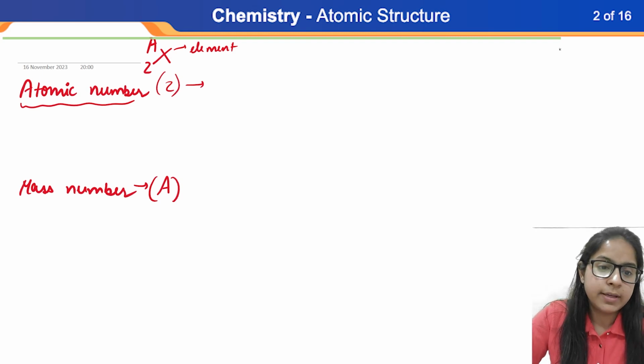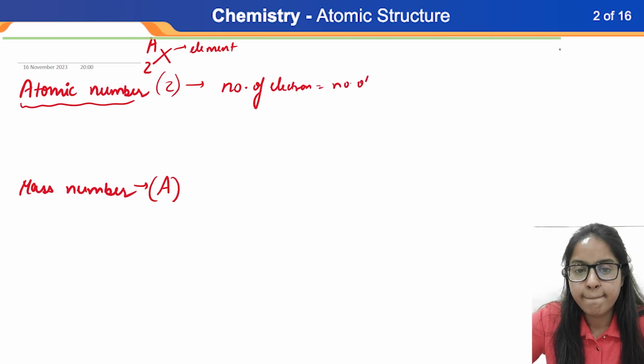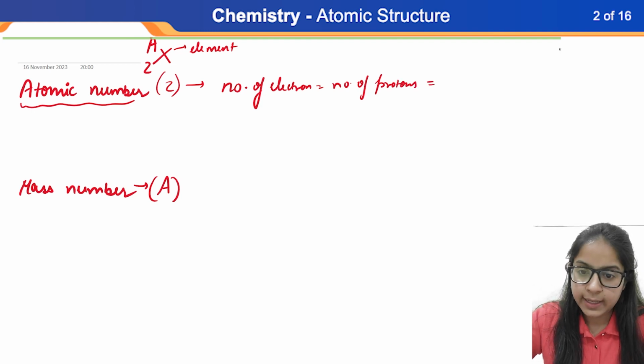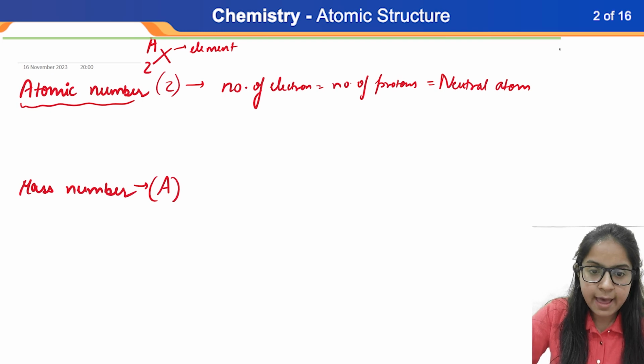Now what is the atomic number and what is it going to tell us? It tells us the number of electrons and the number of protons in an element. The number of electrons and protons are equal in a neutral atom. For example, I have a neutral atom like Mg. The atomic number of Mg is 12.